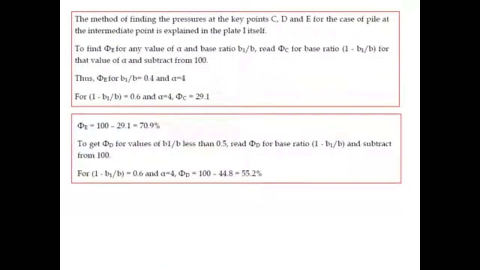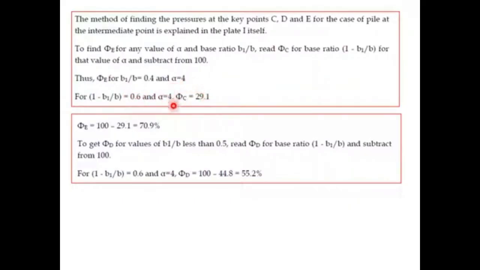For finding out the pressures at the key points C, D, E for the case of pile at intermediate points, the procedure is explained in the plate itself. However, to find phi E for any value of alpha and base ratio B1 by B, we have to read phi C for the base ratio 1 minus B1 by B for that value of alpha and subtract from 100. So for example, if B1 by B is 0.4 and alpha is 4, then we have to read it for 1 minus B1 by B, which is 0.6, and alpha is 4.